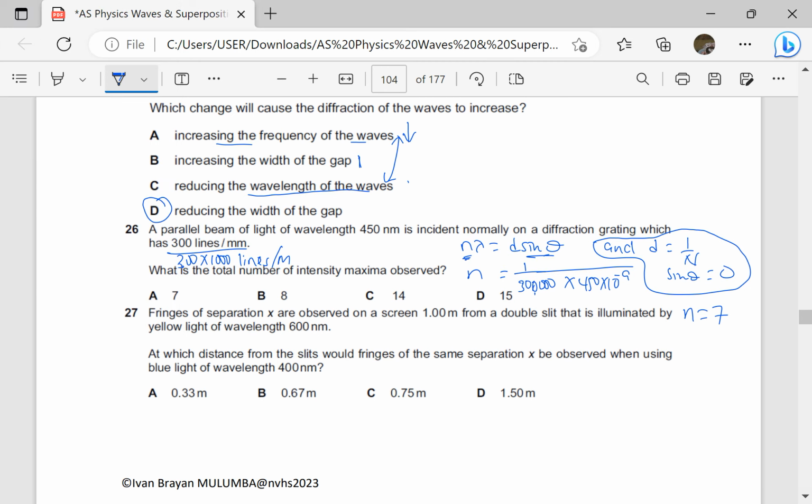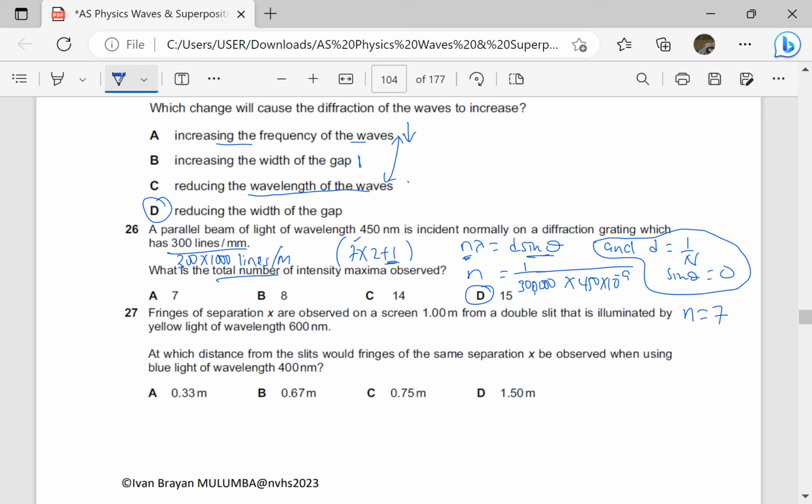Now we want the total number of intensity maximum. So N equal to 7 means 7 above the central maximum and 7 below the central maximum, then plus the central maximum. So the total number is going to be 7 times 2 plus 1. 7 above, 7 below, then plus the 0 order maximum, which gives us 15.